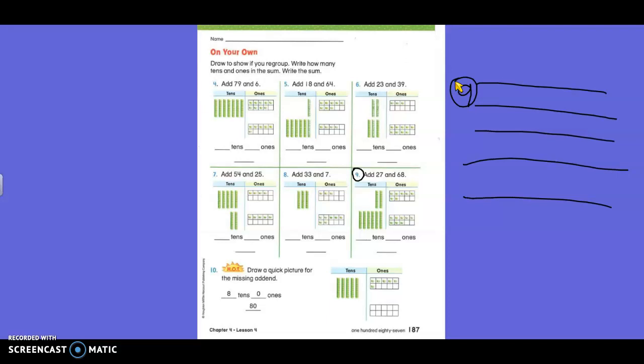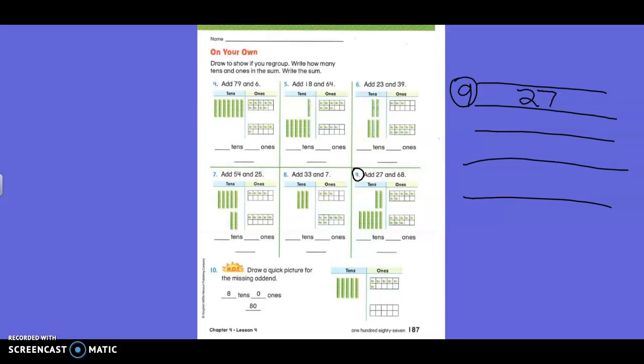What is the first number? Looking at your paper on your own, what are we going to add? What's the first number we're going to add? Isaac? 27 and 68. Okay, so by the number 9, kind of give yourself a little space, and then write the number 27. Okay, and then what was the other number that we're going to add?